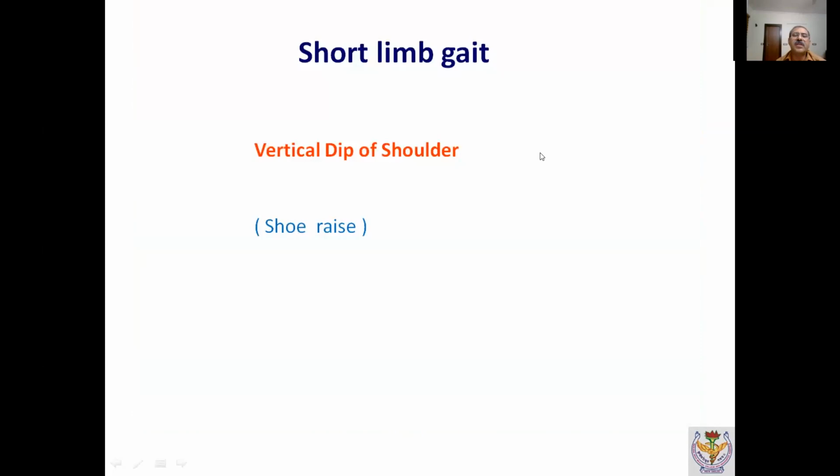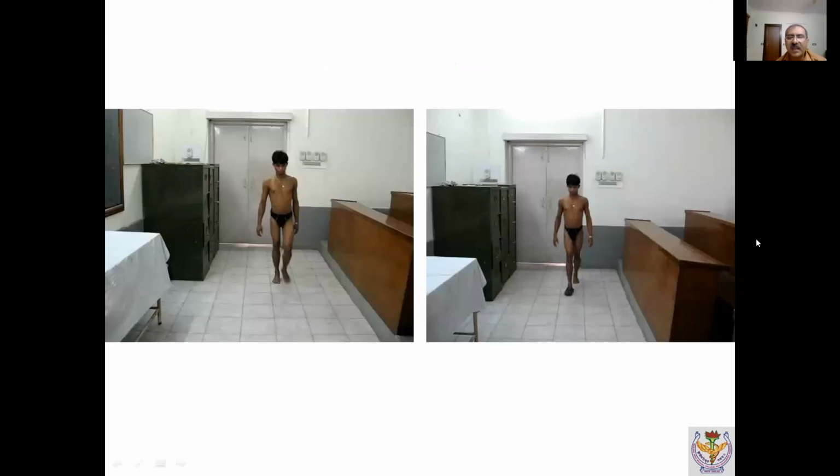The short limb gait, as Dr. Kapoor described, is a vertical dip of the shoulder, right? So if you look at a disease where there is only pure short limb, for example, a malunion of the tibia, and the hip is normal, biomechanically the joint is okay. So when he puts his foot down in the stance phase and walks, the shoulder will come down and the pelvis will come down, okay?